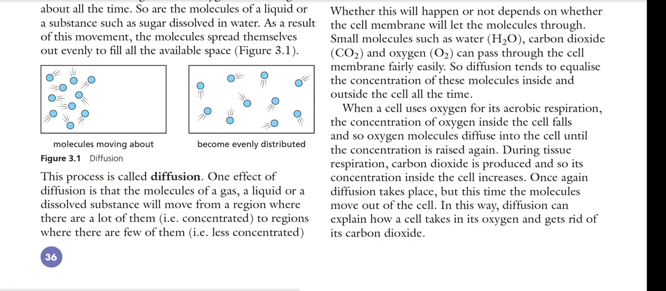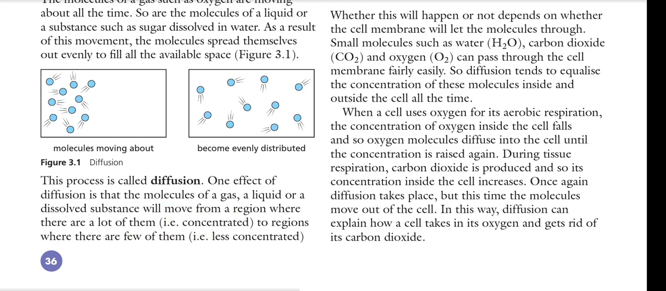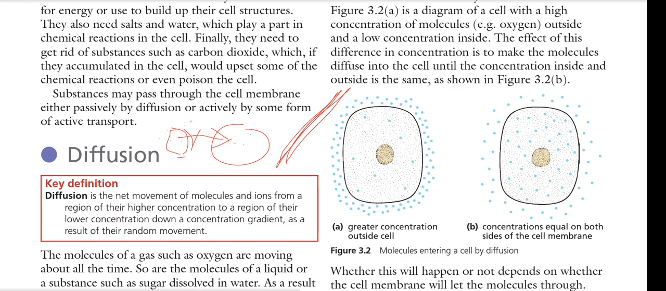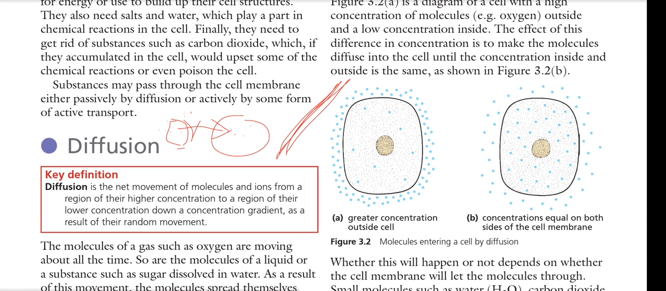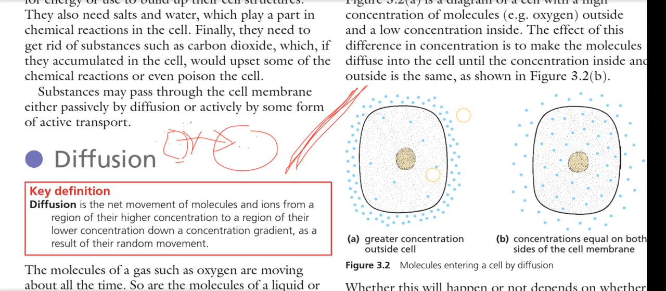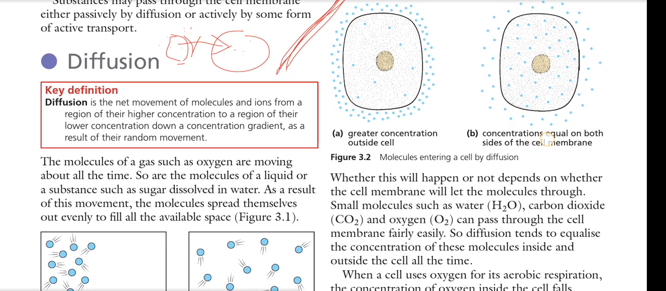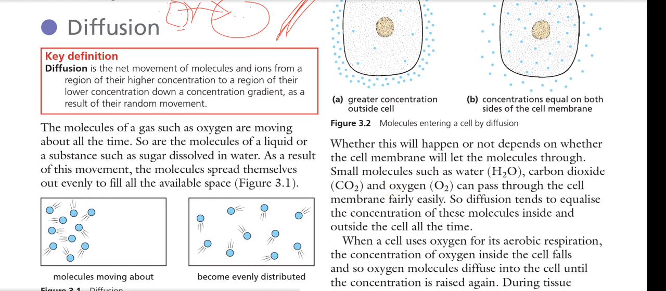One effect of diffusion is that molecules of a gas, liquid, or dissolved substance will move from the region where there are a lot of them, or concentrated, to the region where there are few of them, or less concentrated, until the concentration everywhere becomes the same. Here we have the diagram: oxygen outside the cell and inside the cell, with net diffusion through the semi-permeable membrane, also known as the partially permeable or selectively permeable membrane, plasma membrane or cell membrane. There are a lot of names for this cell membrane. Until the concentration becomes equal outside and inside the cell, this diffusion keeps occurring.